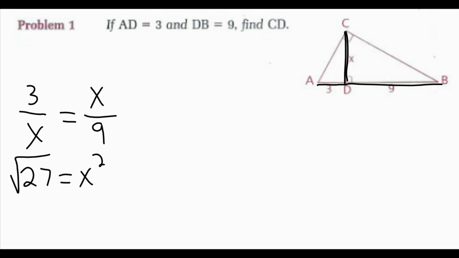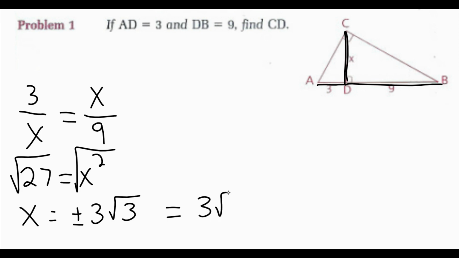Solving this for x, I'd take the square root. So x would equal plus or minus 3 root 3, because I can simplify root 27. Now I know that I don't want the negative value here because I can't have a negative side length, so x is simply positive 3 root 3.